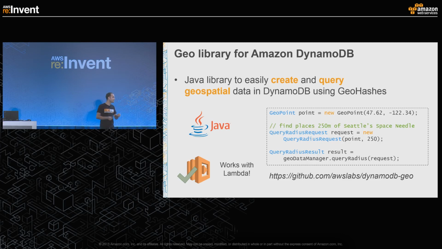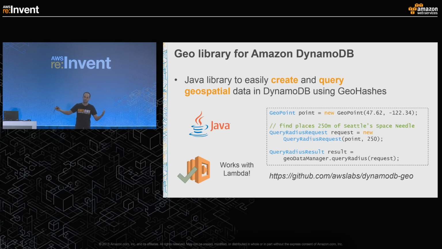How would that look like in terms of if we use that library? Well, we can define a geopoint. This is the latitude, longitude that we would get from our device itself. Here I put in the latitude, longitude of Seattle Space Needle, actually. And then we can do, for example, requests against it.